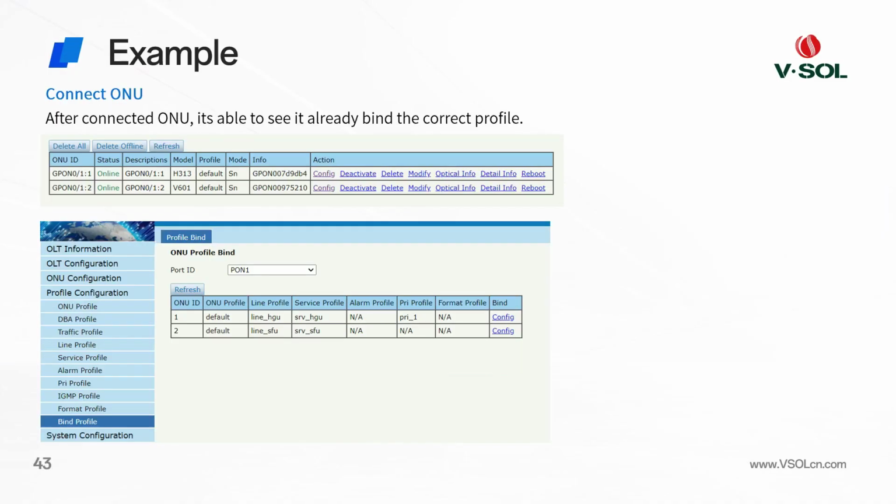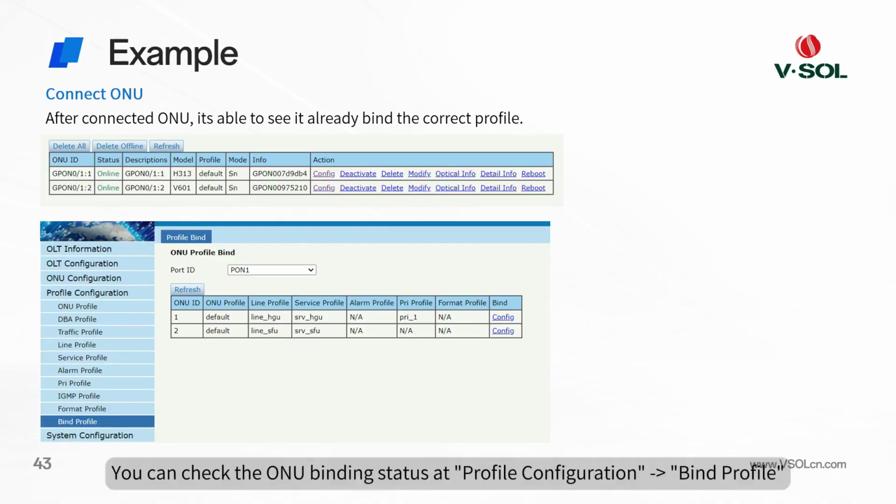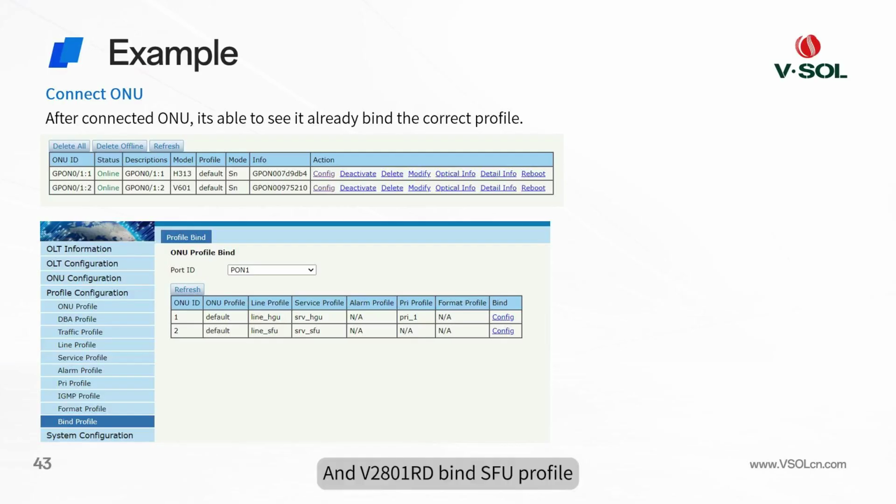After connecting the ONU, wait for the ONU to register. You can check the ONU binding status at Profile Configuration, Bind Profile. After registered, you can see HG323RW bind HGU profile and V2801RD bind SFU profile.